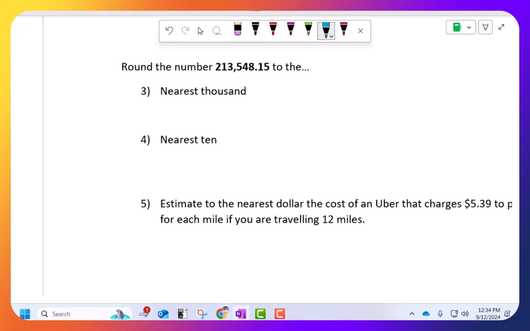And so here I'm looking at this digit right here, this 5. And remember, if it's 5 or greater, you're going to round up, and if it's less than 5, you're just going to keep it the same. This number is 5 or greater, so this is going to become 214. And then just go ahead and fill in the zeros afterwards. So that'd be 214,000. You always just fill in the zeros on the digits on the right.